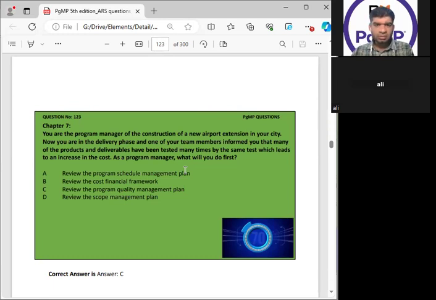Review the question which we have discussed earlier, and in the same context, just review this. You are the program manager of a construction program, you are in the delivery phase, and your team member informs you that many of the products and deliverables have been tested many times by the same test, which leads to increased cost. Quality management plan. So you check the scenario: you are doing the testing of the product deliverables, and many tests have been the same.